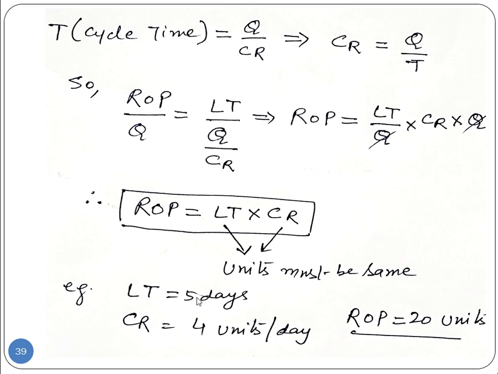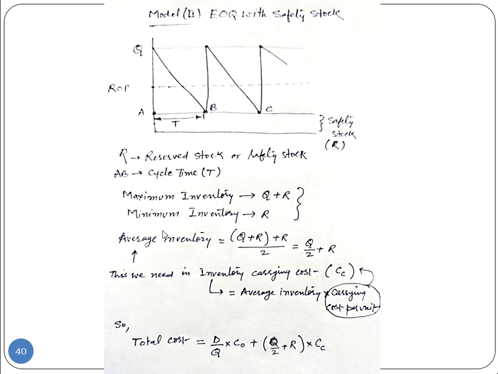For example, my lead time is 5 days: I place the order today and I am going to get delivery after 5 days. Then we have the consumption rate, which I write over here as 4 units per day. This is my consumption rate. Now you can see the day units are the same, so the reorder point is 20 units. That means as I get to know that I am left with 20 units, I place the order, and after 5 days I get my order and inventory is full. This is my concept of the reorder point.